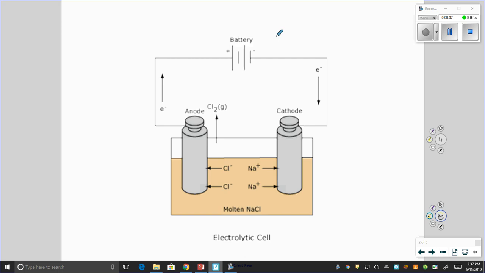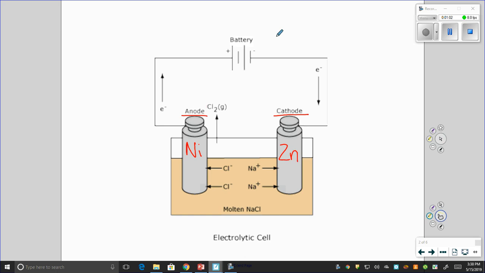So let's talk about the setup. We're going to do a little labeling. This goes along with your notes. If you look at our electrolytic setup, we have our anode and our cathode, just like in a voltaic cell. But in this cell, our anode is going to be made out of nickel, and our cathode is going to be made out of zinc.